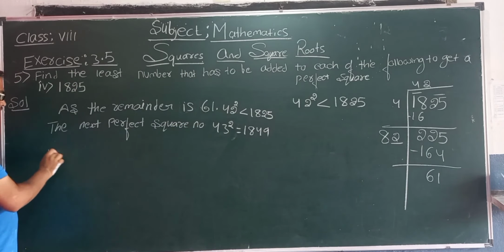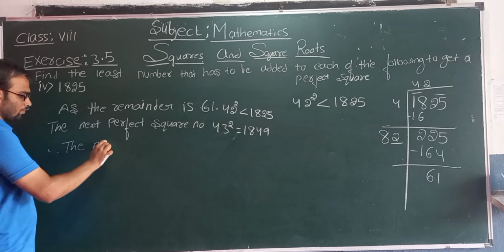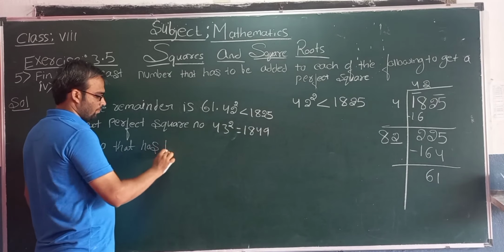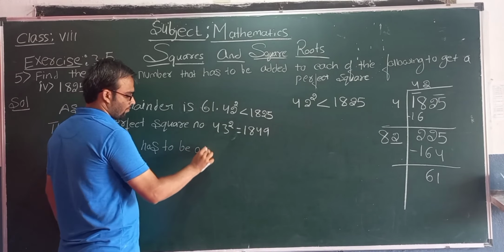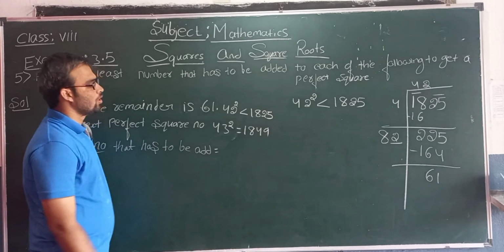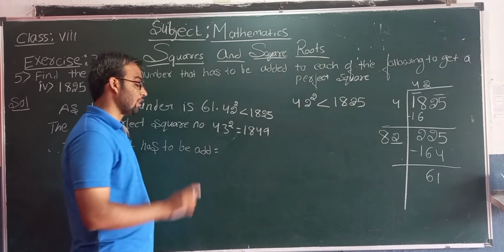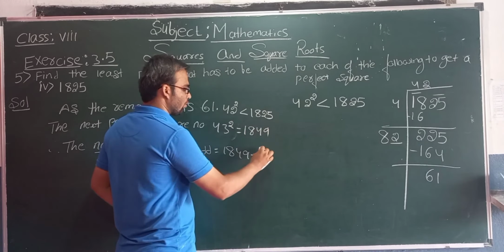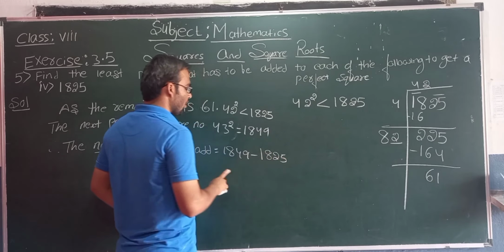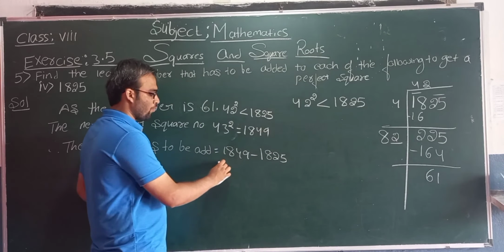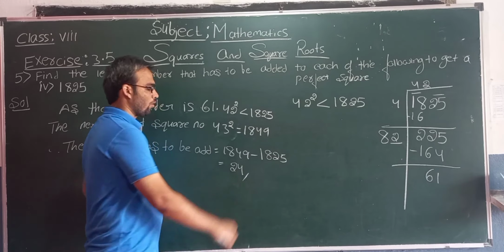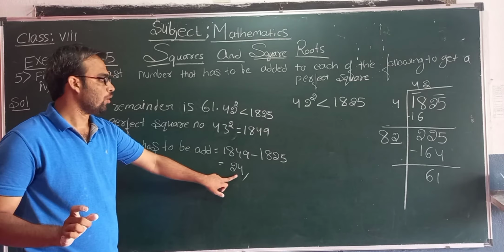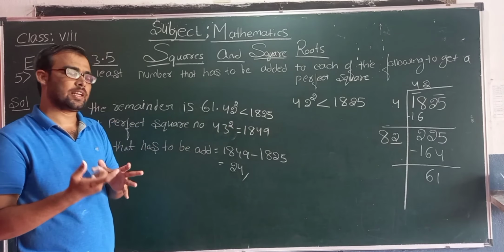Therefore, the number that has to be added: here 43 square is 1849. The number that has to be added is 1849 minus 1825. 1849 minus 1825 is what, students? 24. So what is meant by that? It means that when we add 24 to this number, it will become a perfect square.